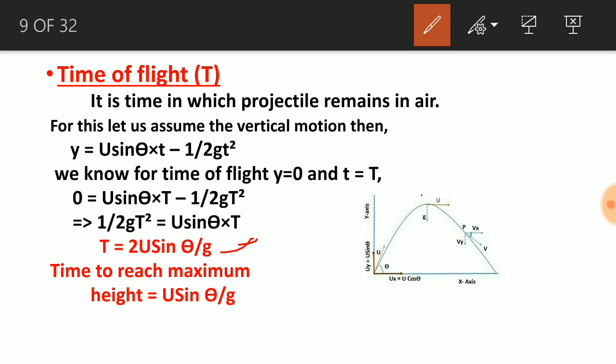Now when the projectile reaches the maximum height, this time will be half, because it will take half the time here and half the time here. So the time to reach maximum height is u sin theta by g.